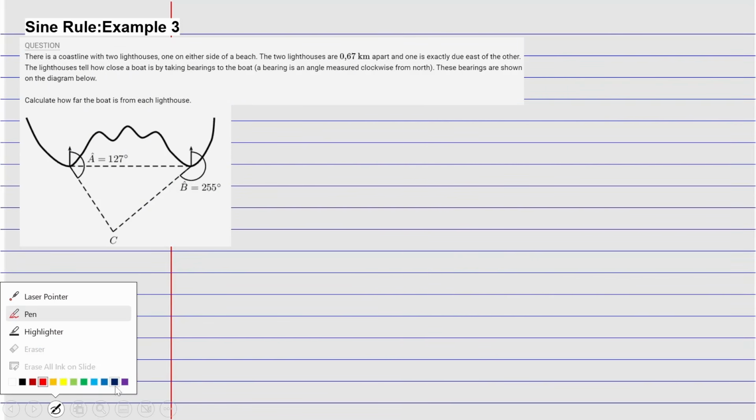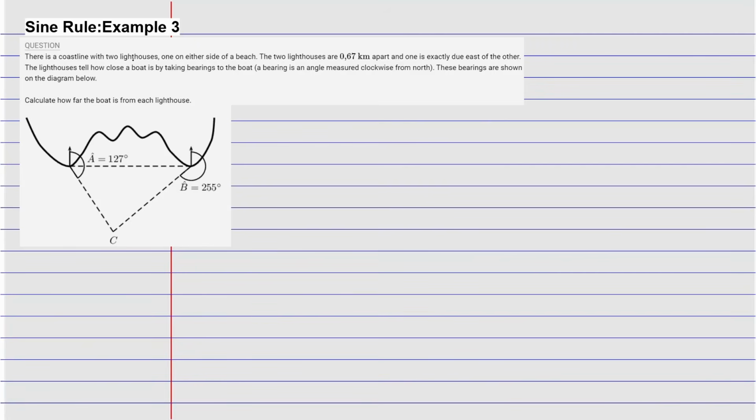Let me just change my pen color. It says there is a coastline with 2 lighthouses, one on either side, meaning this one and this one. And they tell us the fact that one is on the inner side of the beach. Then they tell us the 2 lighthouses are 0,67 kilometers apart, meaning light 1 and light 2, this distance here is 0,67 kilometers, because they are 0,67 kilometers apart, and one is exactly to the east of the other one.